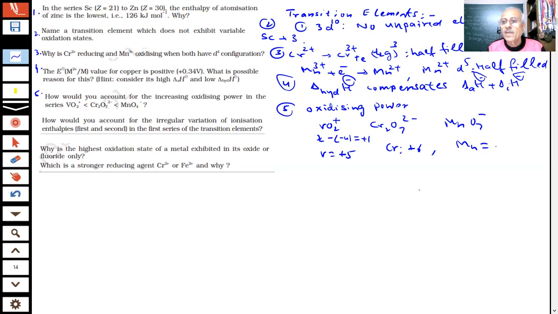It is MnO4. Okay, MnO4. X minus 8 is equal to -1, so X is -1 plus 8, which is +7. Now the answer is there.